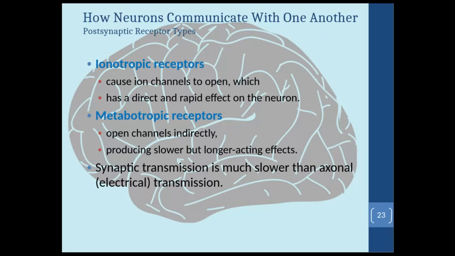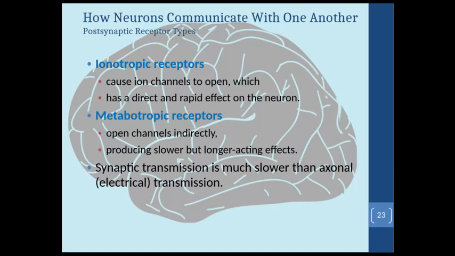Ionotropic are very fast acting because all they do is open channels and close channels. So what that does, as you saw with sodium and potassium, although potassium takes a little longer to open, is a very direct and rapid effect. Boom, the channels are open. Boom, sodium comes in. Boom, the channels are open. Boom, chloride comes in. If sodium's coming in, you're getting closer to an action potential with an EPSP. If chloride's coming in, you get an IPSP.